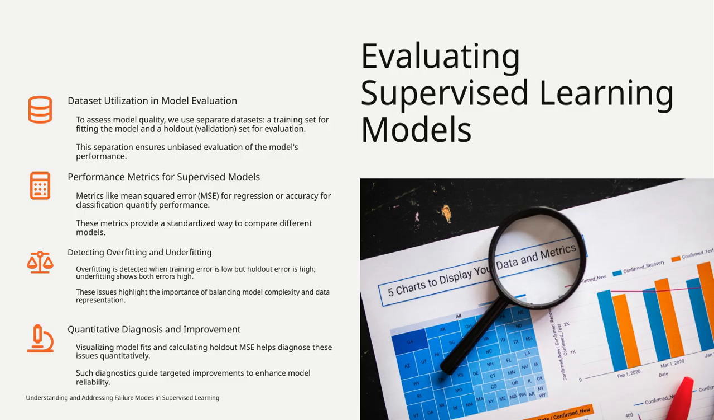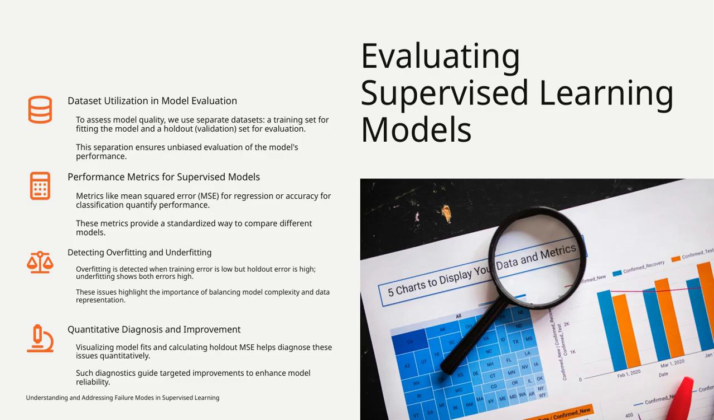Next, we rely on performance metrics to quantify how well our models are doing. For regression tasks, we might use mean squared error, or MSE, which measures the average squared difference between predicted and actual values. For classification problems, accuracy is a common metric, indicating the proportion of correct predictions. These metrics are really useful because they allow us to compare different models in a standardized way.